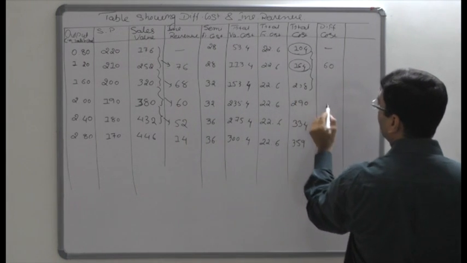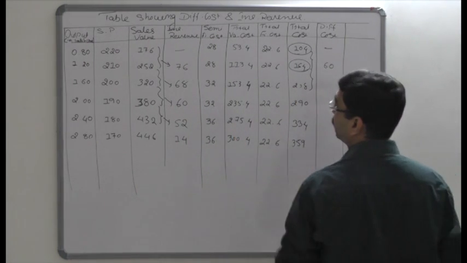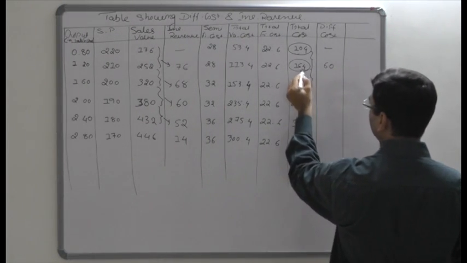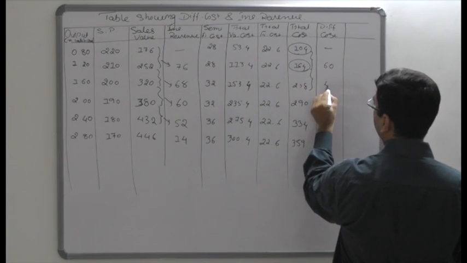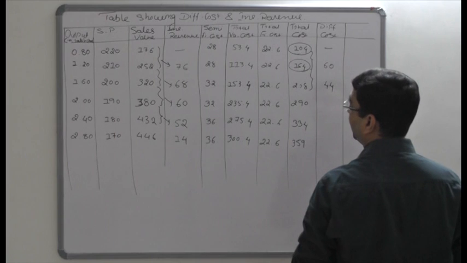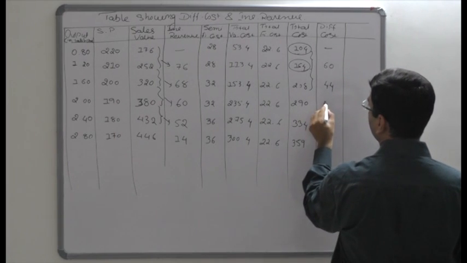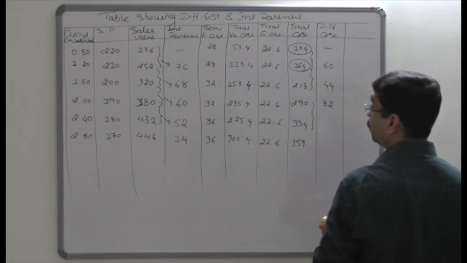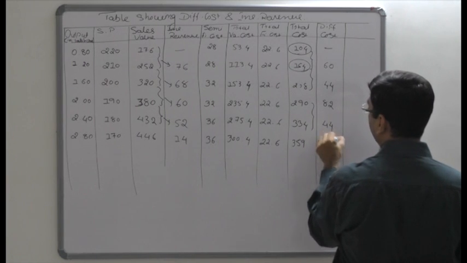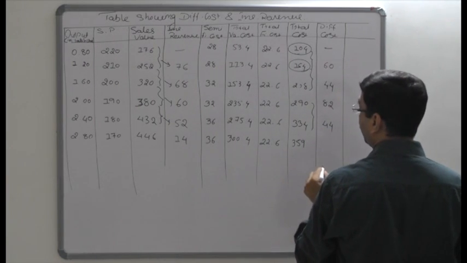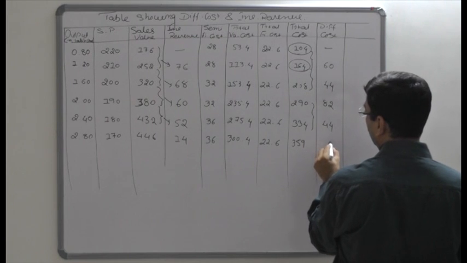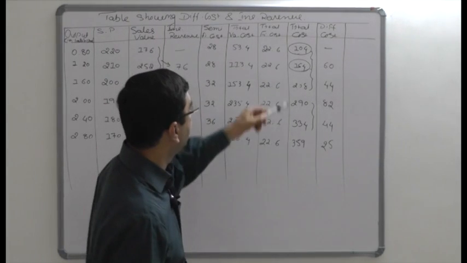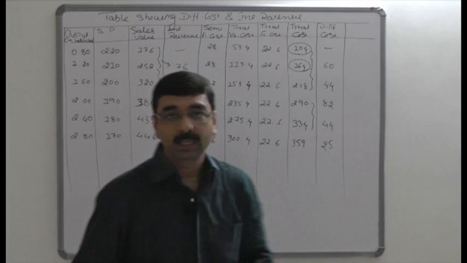In the same way we will identify the differential cost for the next output, from 1.20 to 1.60, and that is around 36 and 8, it comes to 44. Then we compare 1.60 to 2, and it comes to 82. Then between 2 to 2.40 it comes to 44, and the last, 2.40 to 2.80, comes to 25.